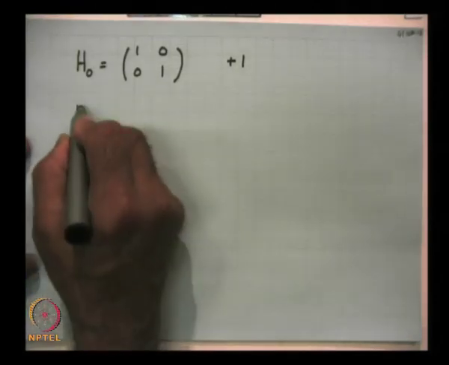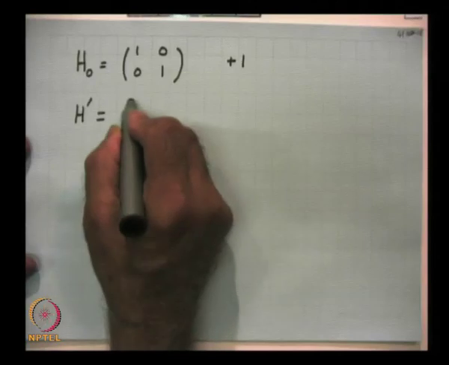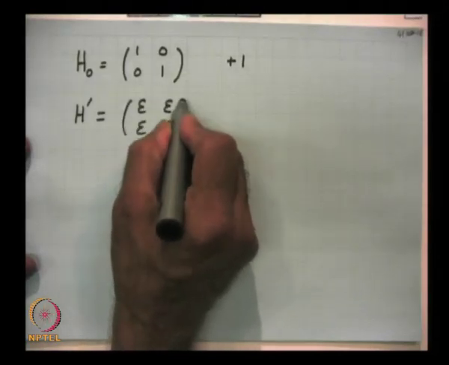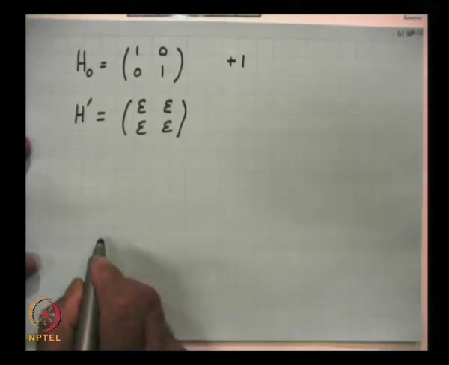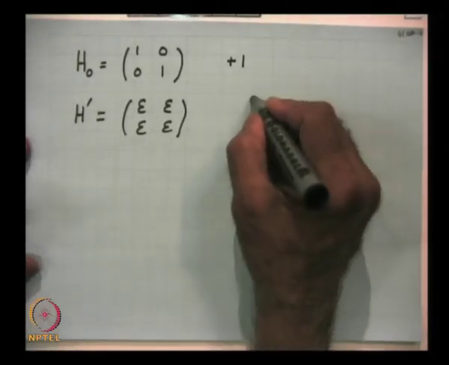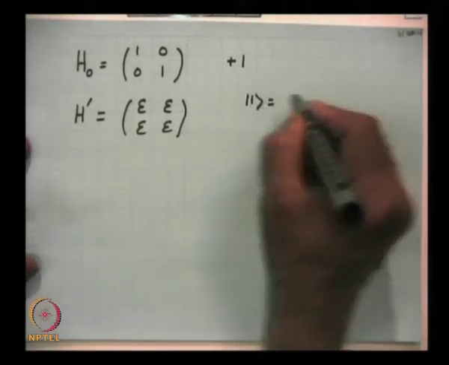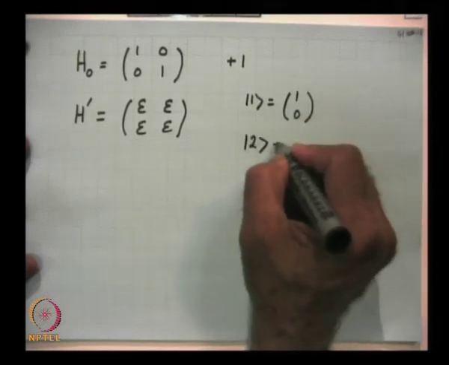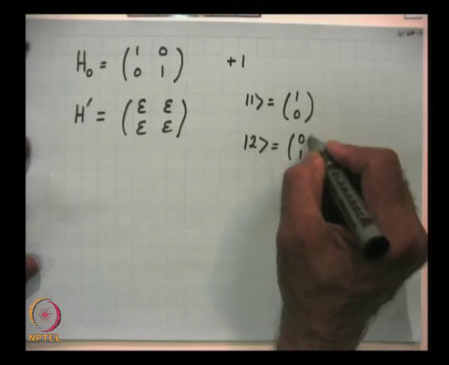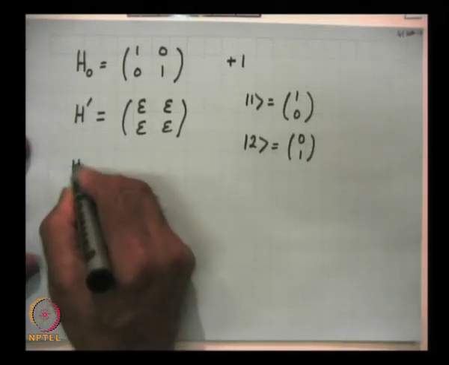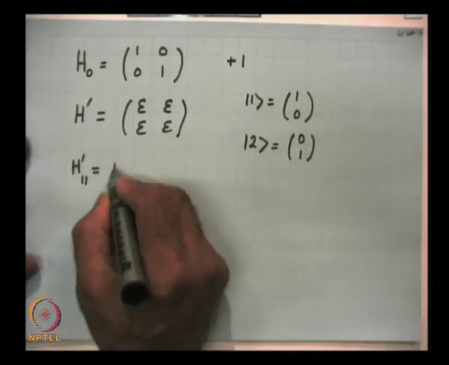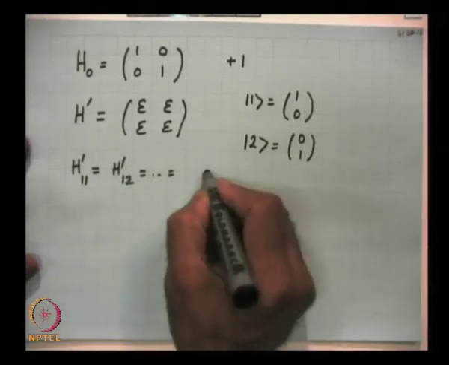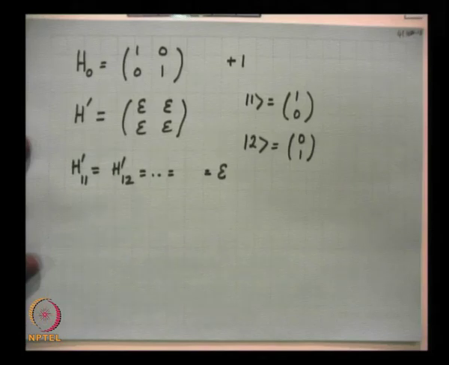And then we said let this be a very simple perturbation, epsilon epsilon epsilon epsilon, and we chose the base states as ket 1 equal to 1 0 and ket 2 equal to 0 1. So all the matrix elements H prime 1 1, H prime 1 2, H prime 2 1, H prime 2 2 are equal to epsilon.